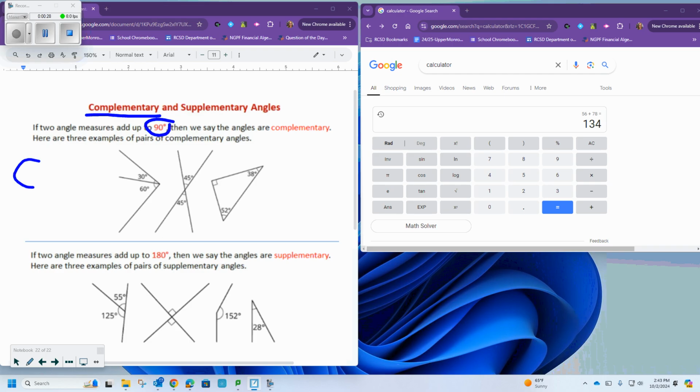Okay, one way that I remember that is the C from complementary. You can make it into a 9 for 90 degrees. All right, so here are three examples.